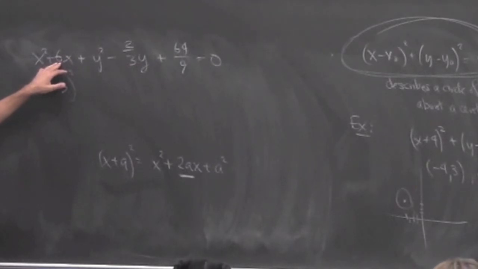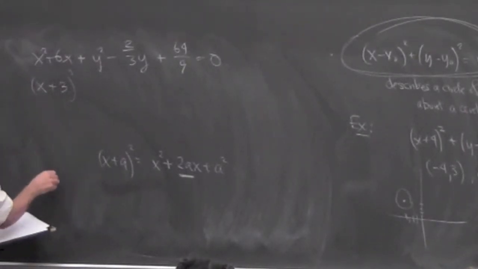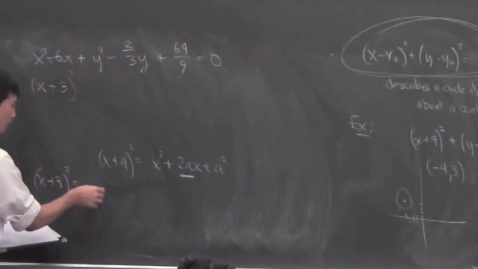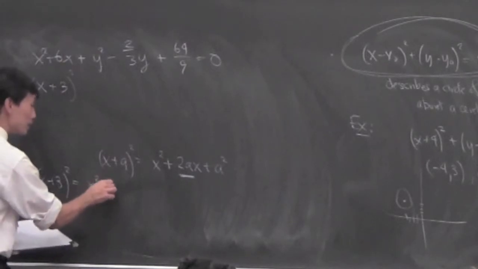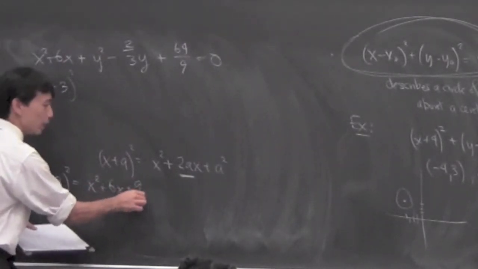I thought you were trying to get to 6 then. Notice that when I square this thing, I get x^2 + 6x + 9.